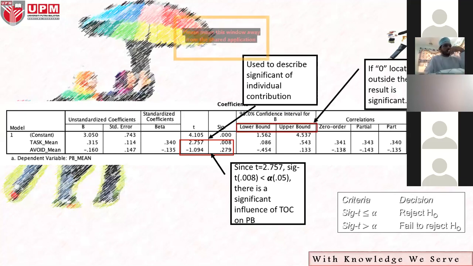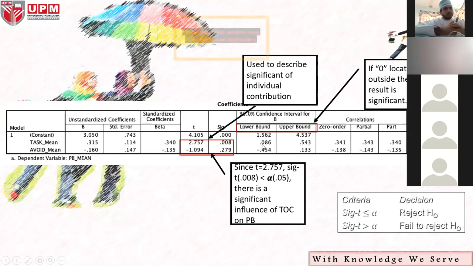Other than determining the result based on significant value, we also can check the confidence interval. If zero is located outside the range, the result is significant. If zero is located inside the range, the result is not significant. So it is similar to the significant value result. For avoidance oriented coping, zero is located inside the range, so the result is not significant. For task oriented coping, zero is outside the range of 0.086 to 0.543, so we can say that it is significant.